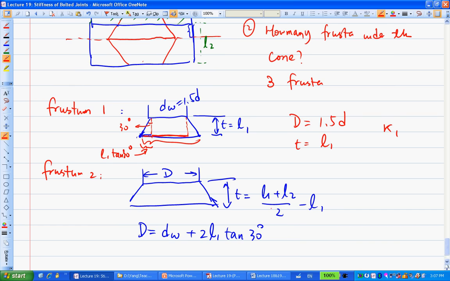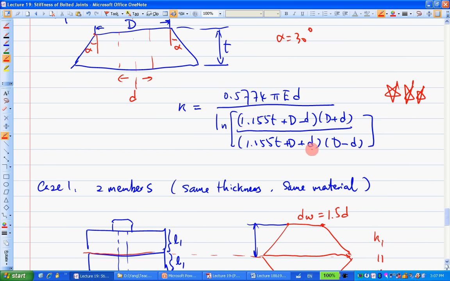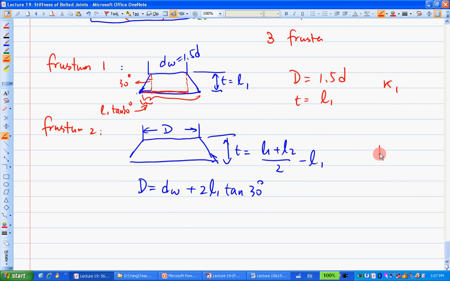So plug this T and D into where? Into this general equation again, and you can calculate the K number two. Okay? Yeah. Next, frustum number three.